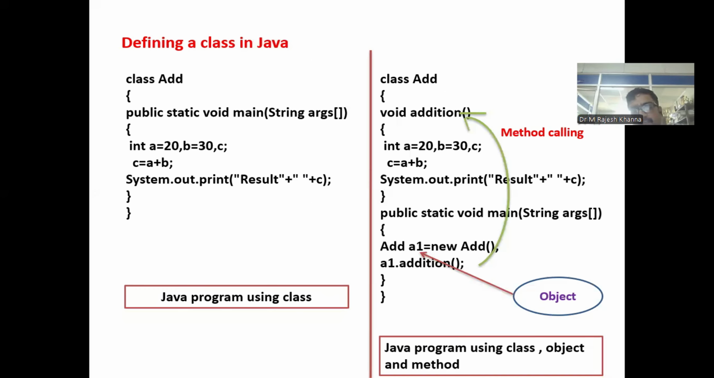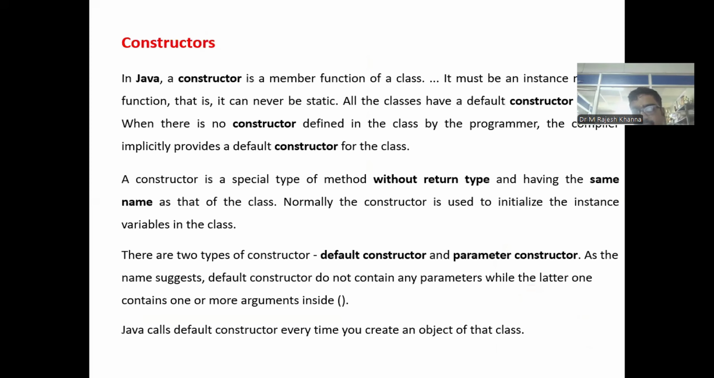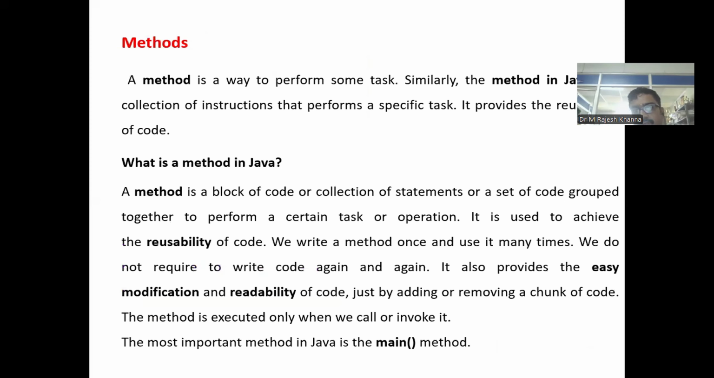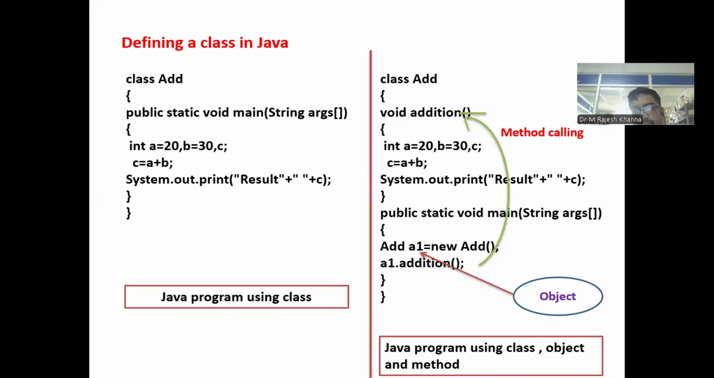We need not create a constructor here; the default constructor will be created. Then we need to call that particular method, which is the addition method in the Add class. For that purpose, with the help of the object name followed by the method, I can call the particular method. This is what method calling is. You can write a Java program using classes, methods and objects like this.